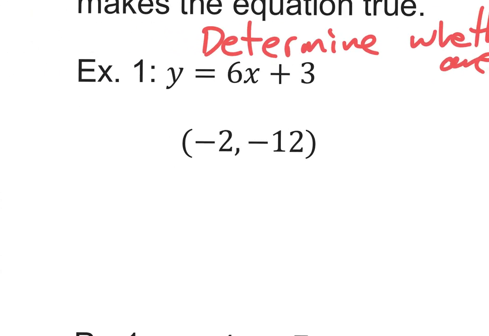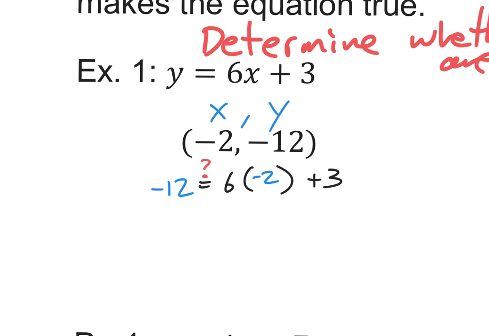Now remember, they're always going to give us the x and then the y. So what I'm going to do is I'm going to plug these in. The first I'm going to plug in is the y, which is -12, equals 6 times my x plus 3, and my x is -2. And all we're doing, it's not really equal yet. Actually, what we're doing is we're asking, is this equal? Because if it's equal, then we have a solution. If it's not, then we don't have a solution.